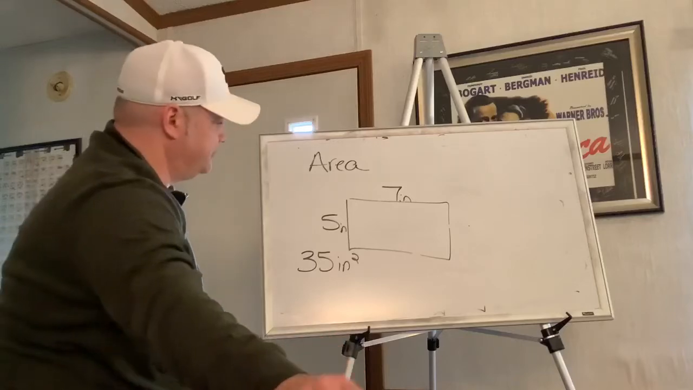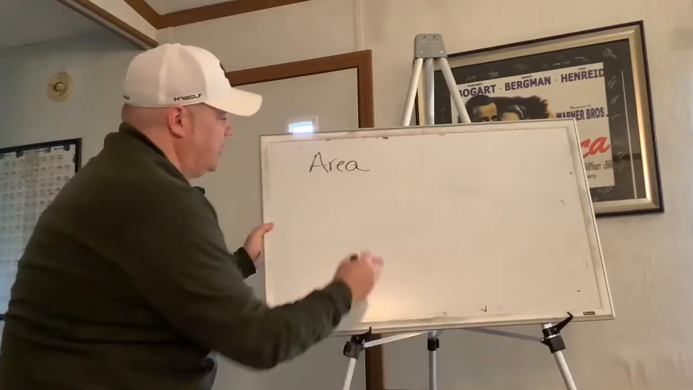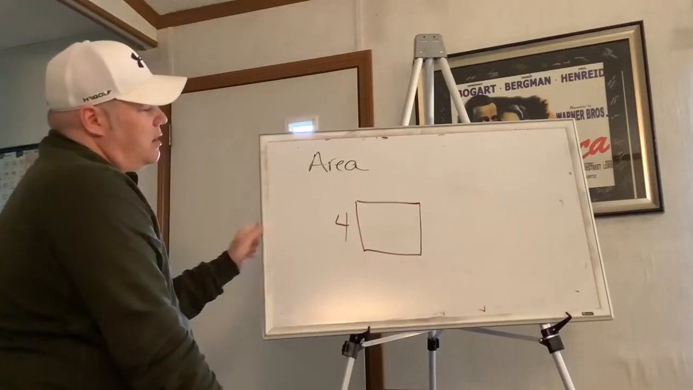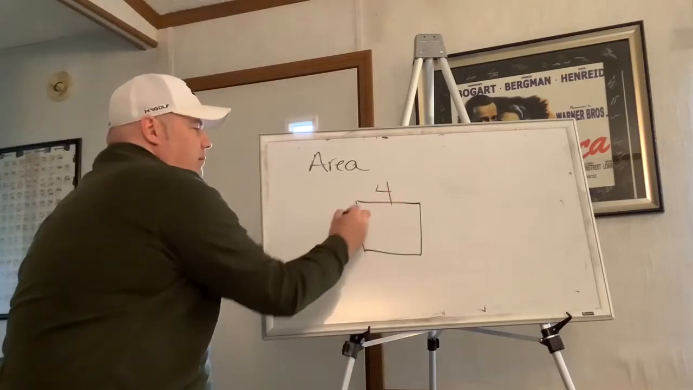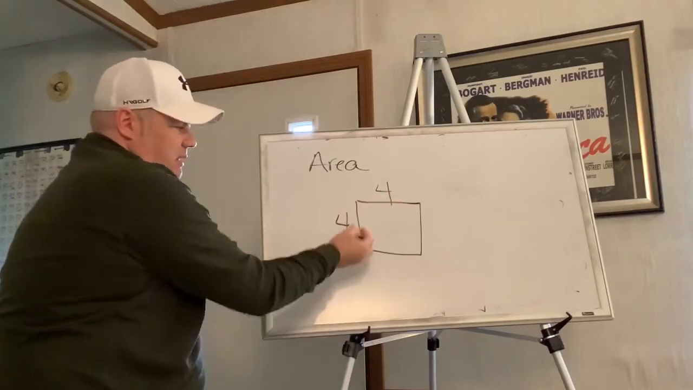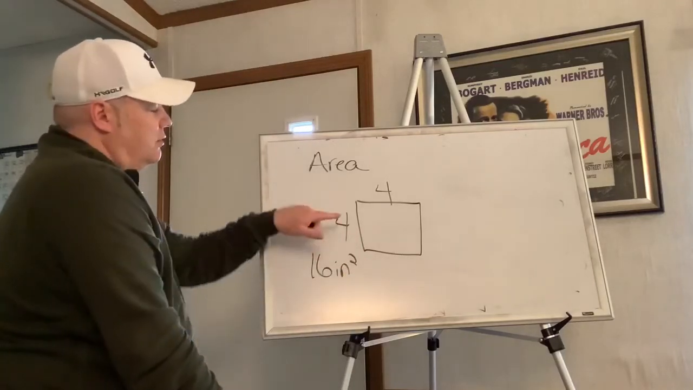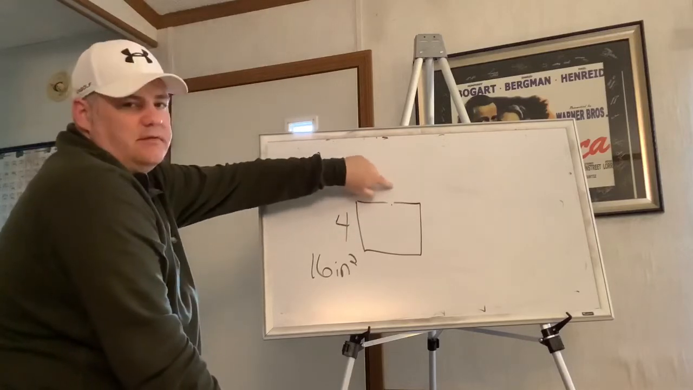With a square, you only need 1 measurement, because if that one's 4, well then so is this. And all you do is 4 times 4, which is 16. And let's say this is inches. It's 16 inches squared. Okay? Because you only need 1 measurement to know that the length and width is 4 times 4.